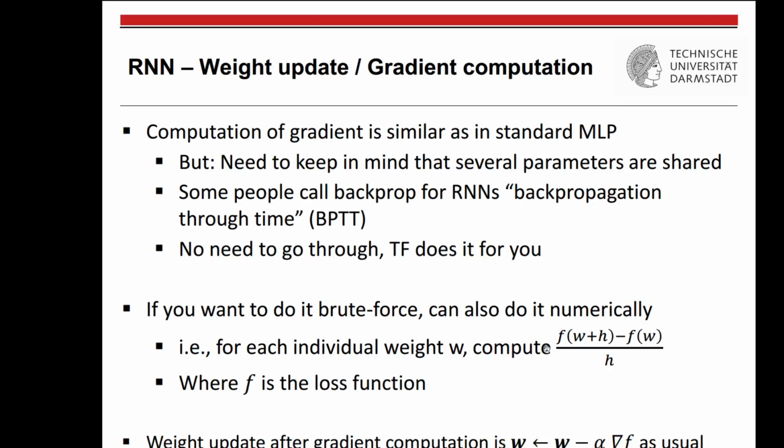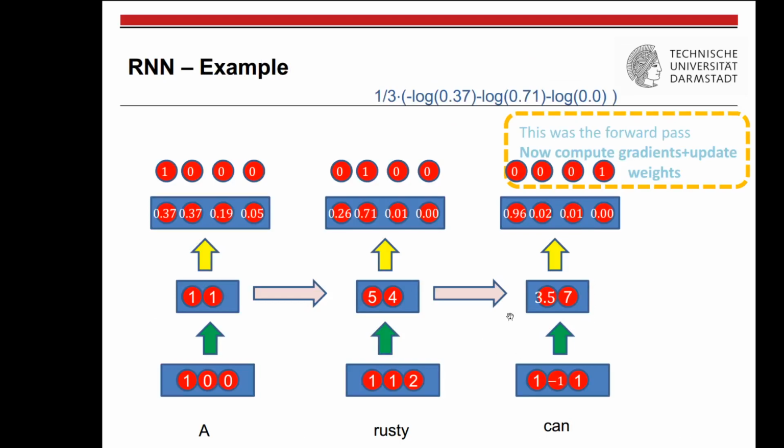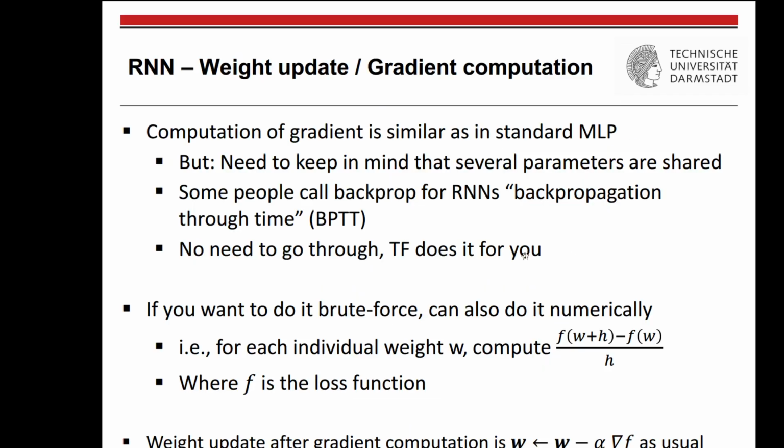Just a few more words on the weight update. We compute the gradient similarly as in standard multi-layer perceptrons, but we need to keep in mind here that several parameters are shared. They are given by different colors here. So the U is shared over all time steps. This matrix here is shared, and the matrix corresponding to that arrow is also shared. So we have to keep that in mind. And we need to do a few modifications, but they're really not too difficult overall.